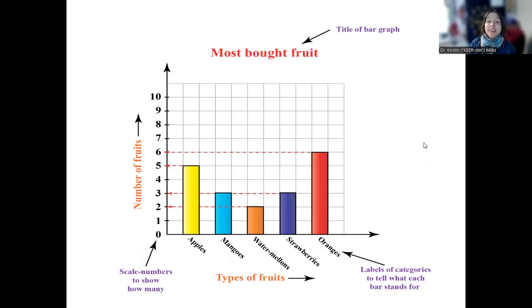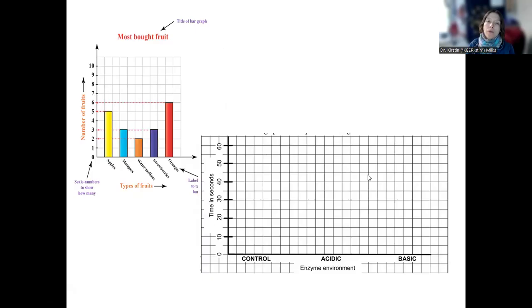So here is a bar graph made for students who are younger than you are, transparently. You'll see that the graph has a title. This is a bar graph, and the labels of the categories tell us what each bar stands for. The orange is showing us the labels for the axes. This is the number of fruits that people have purchased in each category, and this is the type, right? There's also a scale on this part, the numbers to show how many go over here.